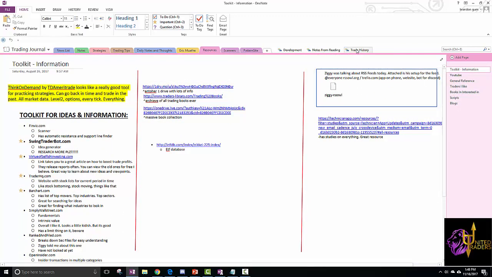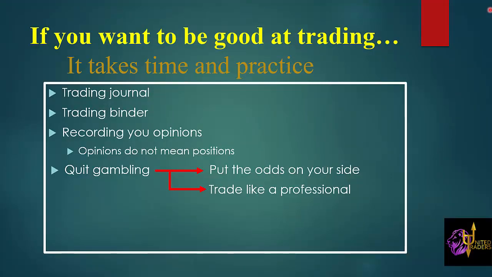So these are the kind of things that good traders do that make them successful. Just like school, you need to try to put the odds on your side, and record things so that you can learn better and progress faster. It takes time, it takes practice, it takes effort.